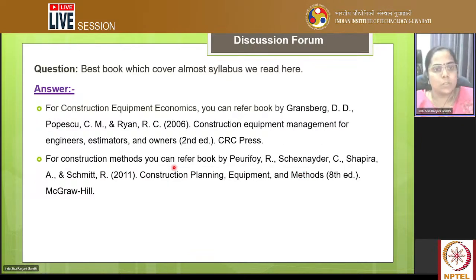Then another learner has asked a query: what is the best book which can cover almost the entire syllabus? I have already provided you a complete list of books in the reference. But anyway, for construction equipment economics, you can refer to the textbook by Gransberg, and for construction technology and methods, you can refer to the textbook by Purify. There are other books also which are very good. You are free to refer, but I suggest that you refer at least these 2 books for the preparation of this course.